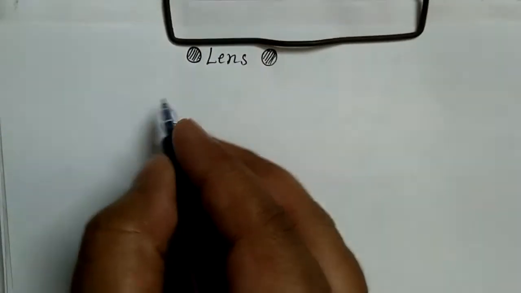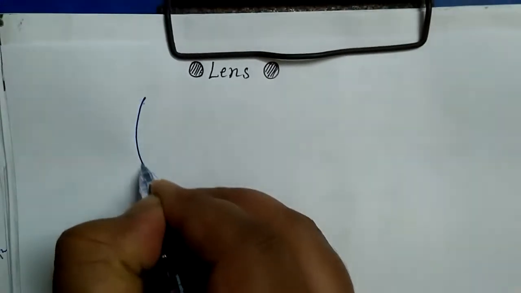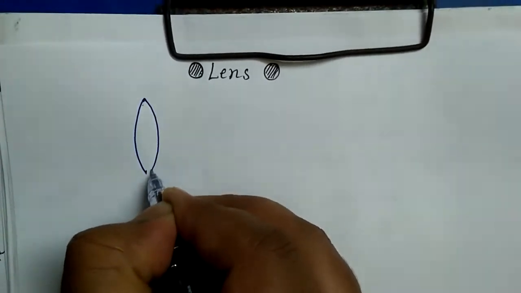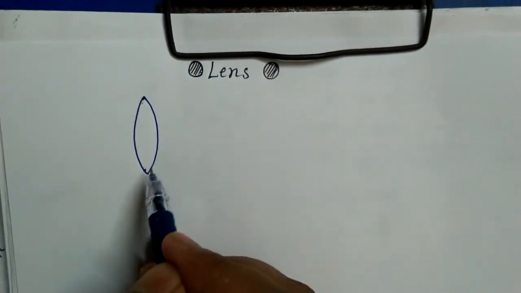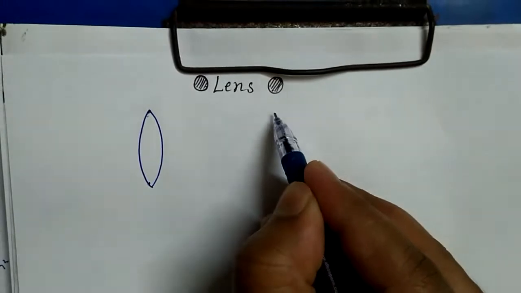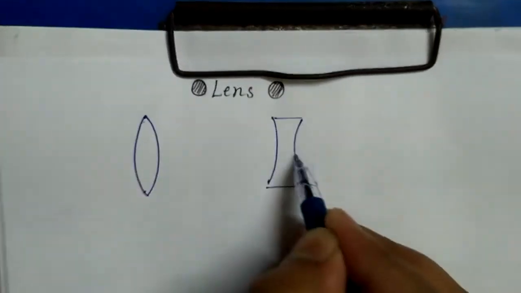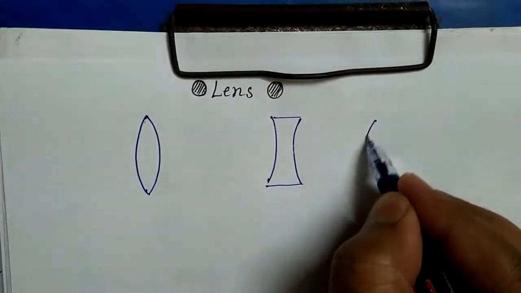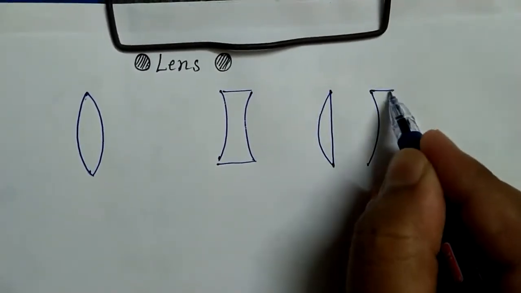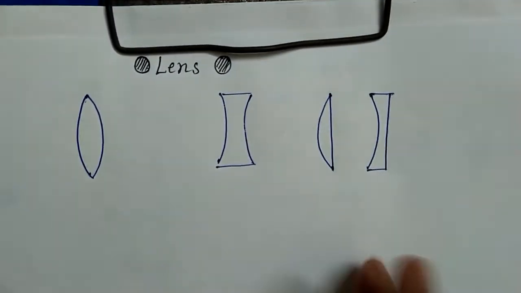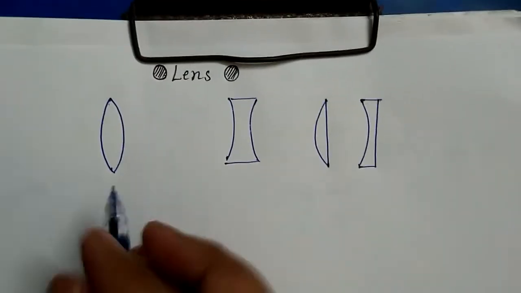So actually, a lens is a transparent object generally made of glass, and bounded by two spherical surfaces, either like this or like this. Sometimes it is bounded by one spherical surface and one plane surface. All these things are basically lenses, and all of you already know.